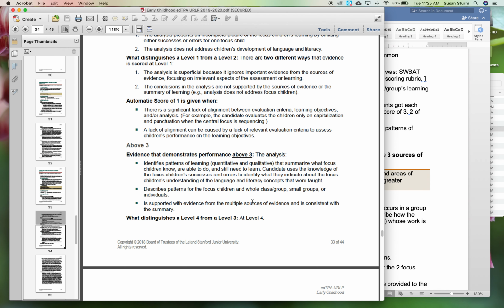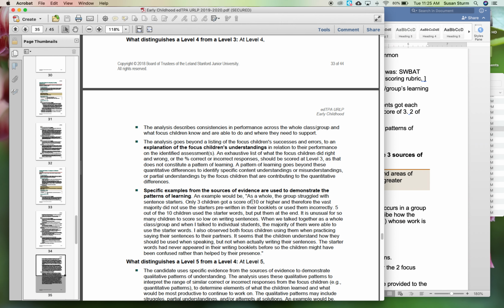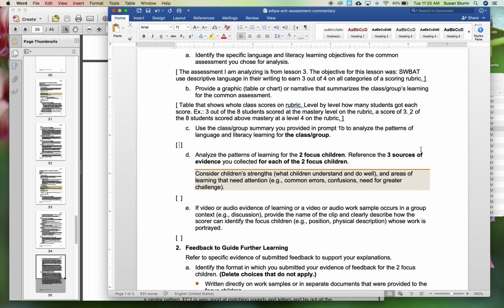And I think at a level 4, they want something different. Here it is. This is what I was thinking about. Above a level 3, so at a level 4, your analysis goes beyond listing, that's focus students. Where's the whole group? Here, specific examples from the sources of evidence are used to demonstrate the patterns of learning. I'm actually going to copy this and bring it over here.